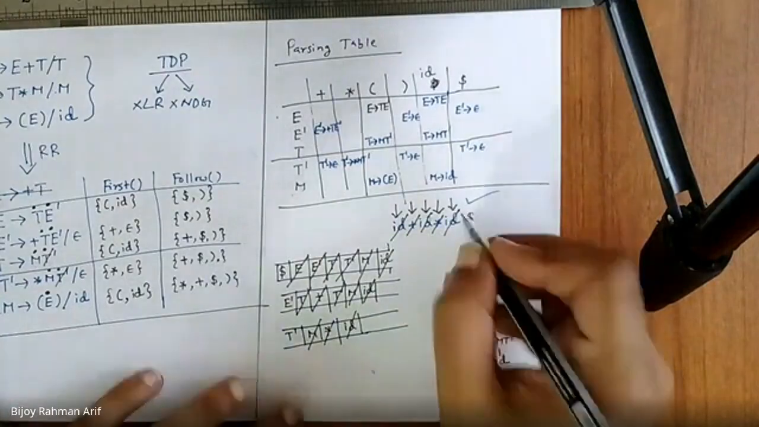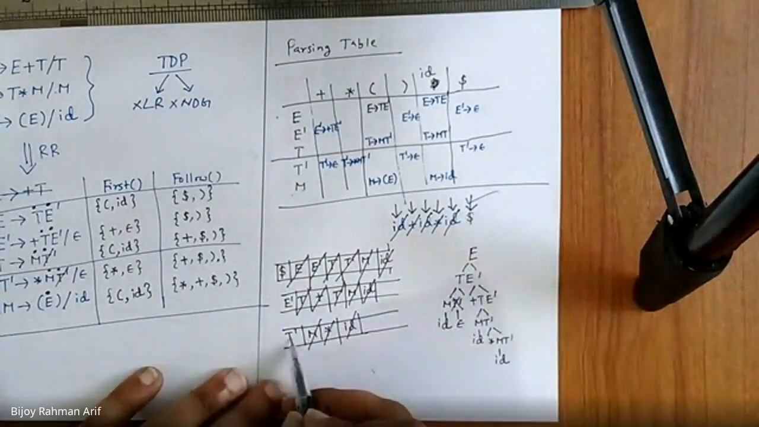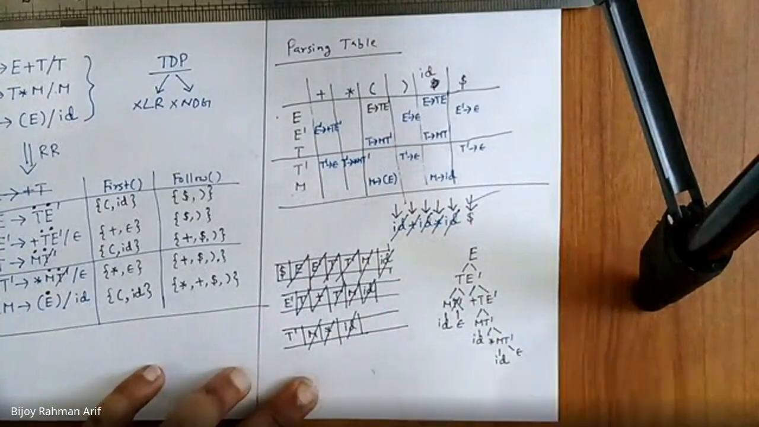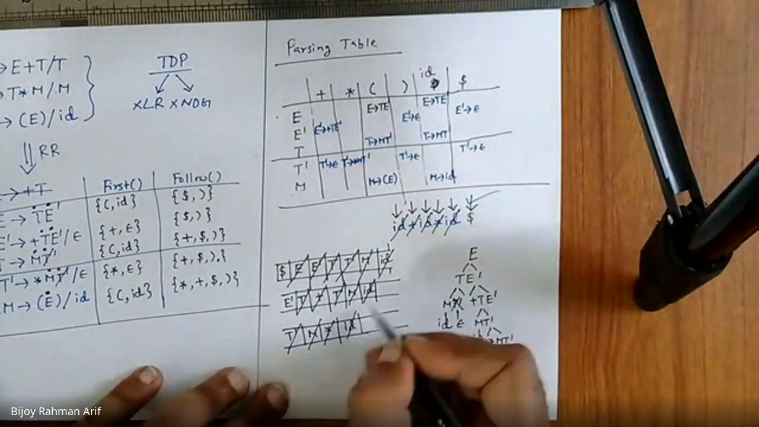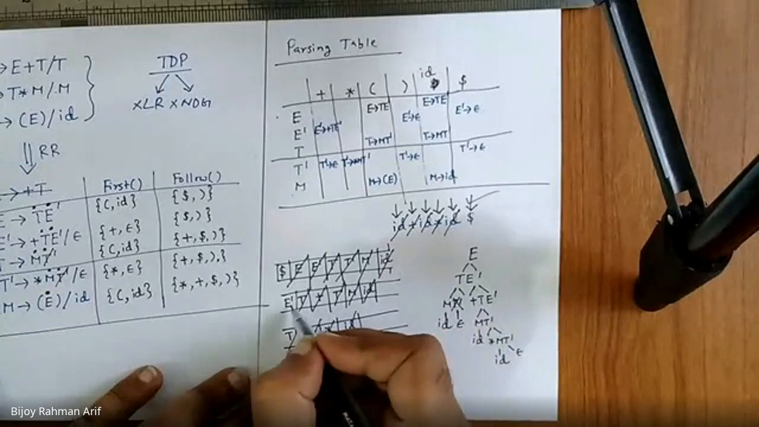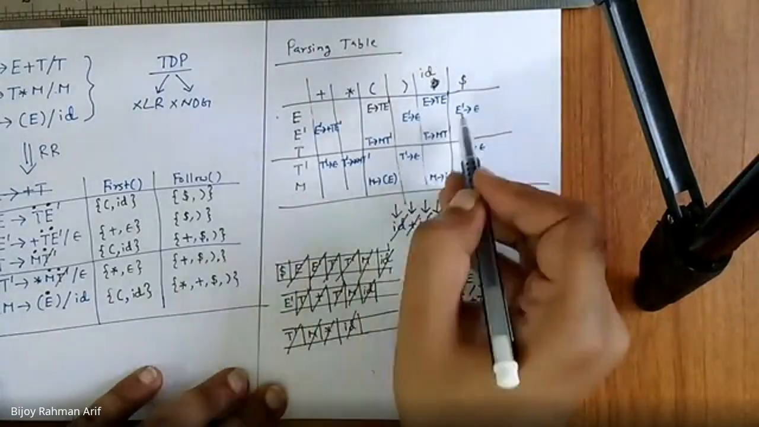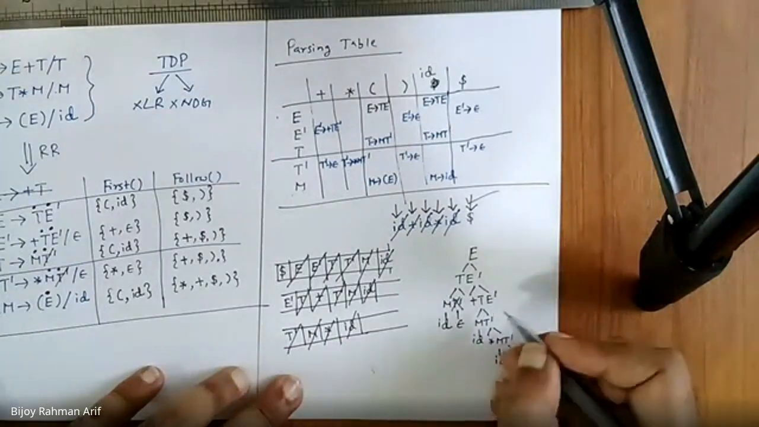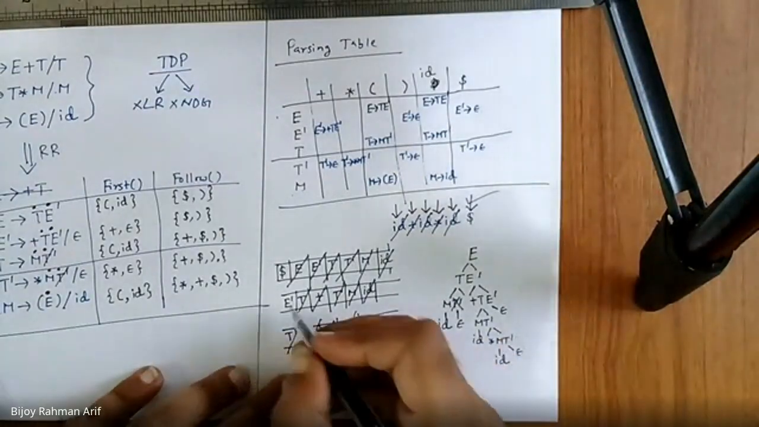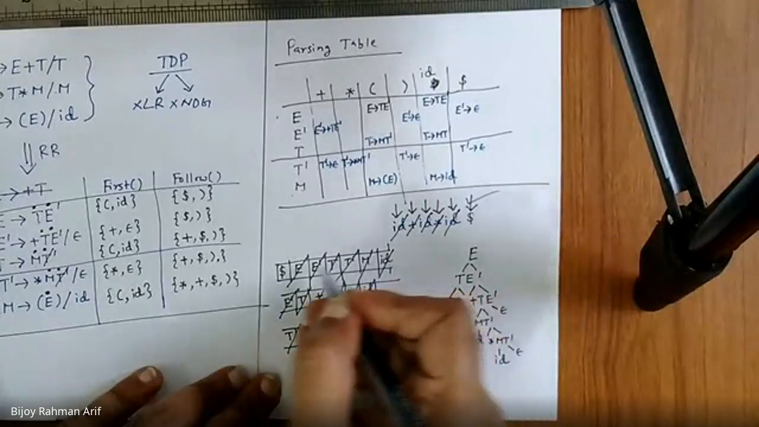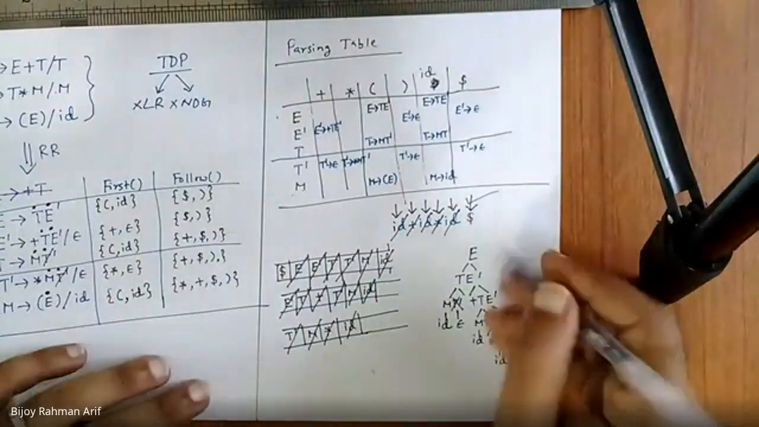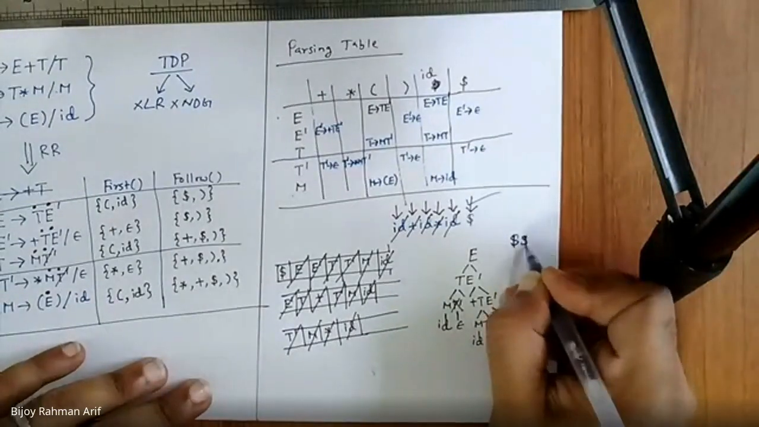Okay. Now my lookup is dollar. T dash is sync dollar. So T dash would become epsilon. It is getting vanished. Now go back. E dash is sync dollar. So E dash would become epsilon. So it is getting vanished. Then go back. Nothing remaining. Dollar is sync dollar. That means we exit.